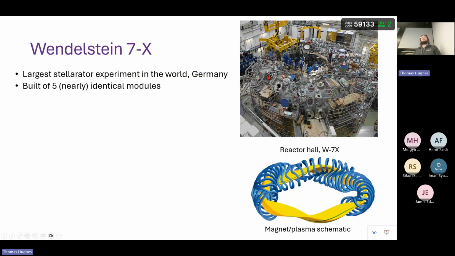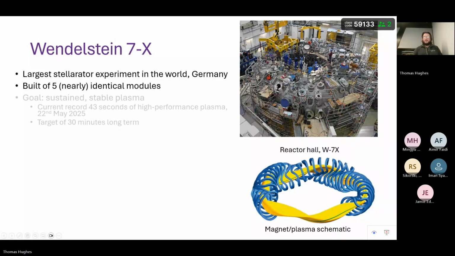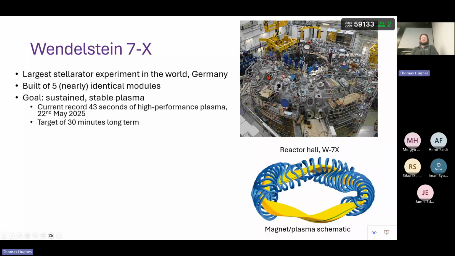So currently it's the largest stellarator experiment in the world and it's in Germany. It's built of almost five nearly identical modules clipped together. And you can see the magnet plasma schematic at the bottom there. So you can see that the plasma is twisting on itself as it goes. So their goal is to create sustained stable plasma, and their current record is 43 seconds of high performance plasma, which is essentially fusion plasma, this year. Their target is basically 30 minutes, I think, of long-term plasma, which if they manage it would beat the current record for Tokamaks, but they're currently nowhere near.